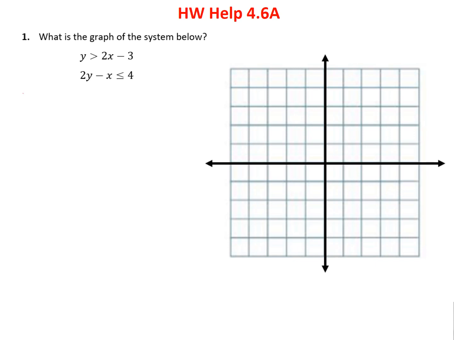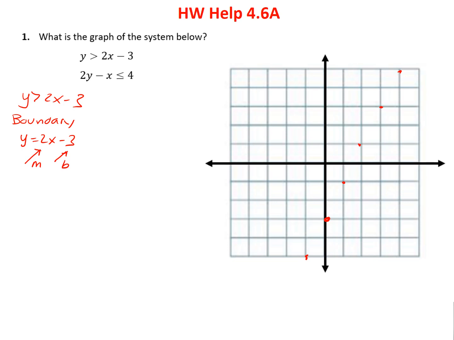We have y is greater than 2x minus 3. So the boundary line for this one is y equals 2x minus 3. Notice the slope is 2, and the y-intercept is b, which is minus 3. So come down to minus 3, and then it goes up 2 over 1, up 2 over 1, and we can even go backwards.